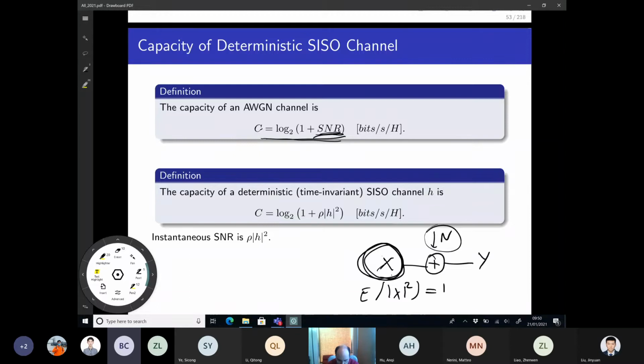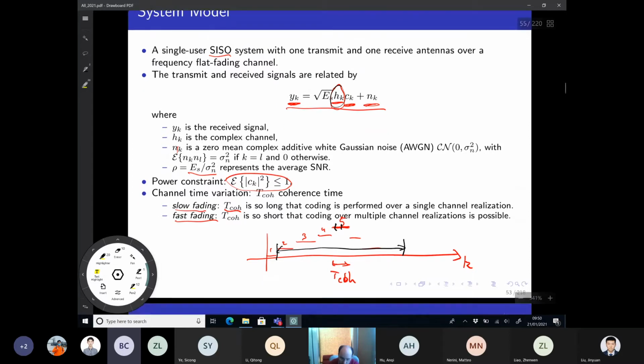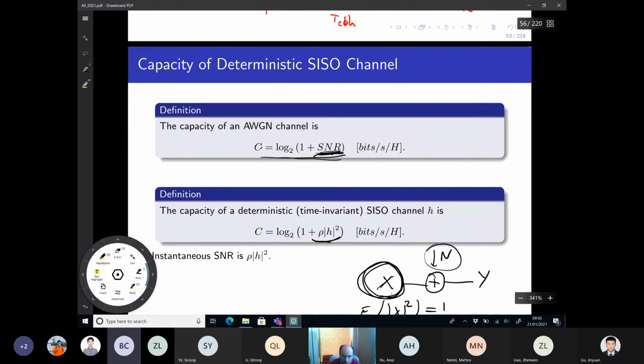So what happens if now you have a wireless channel? Well, if you have this system model here, nothing has changed much. The only difference is that instead of having simply SNR, your SNR is written as rho h squared, right? So your rho is your long-term SNR, Es over sigma n squared, that we have defined before, and h squared is actually the strength of your channel, right?